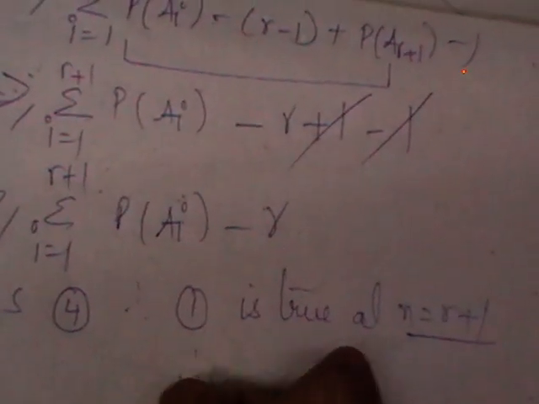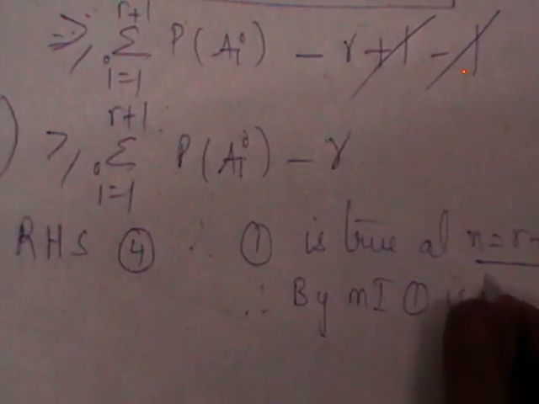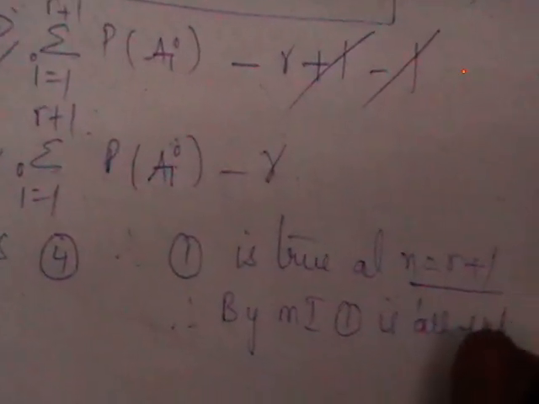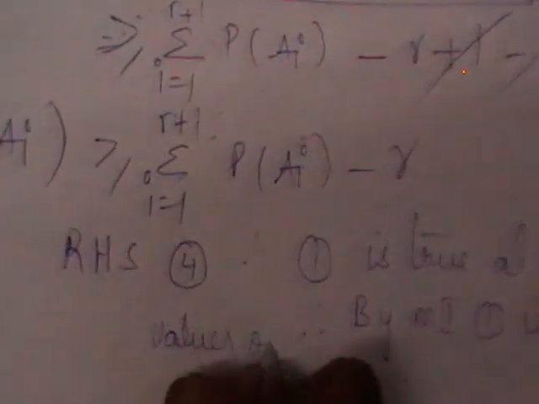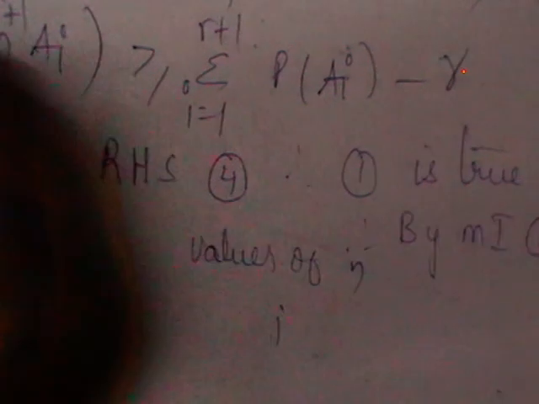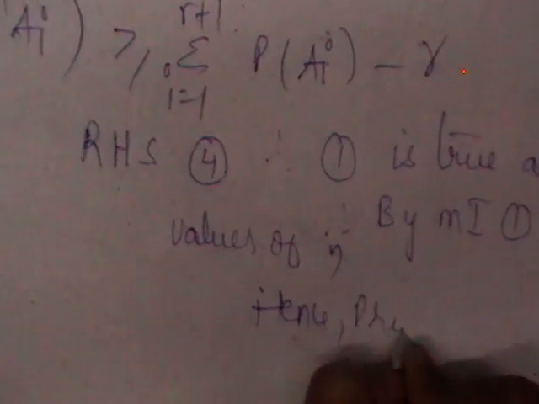Therefore, by mathematical induction, 1 is true for all integral values of n. We can say that Boole's inequality, hence the given statement, is proved. Okay. Thank you.